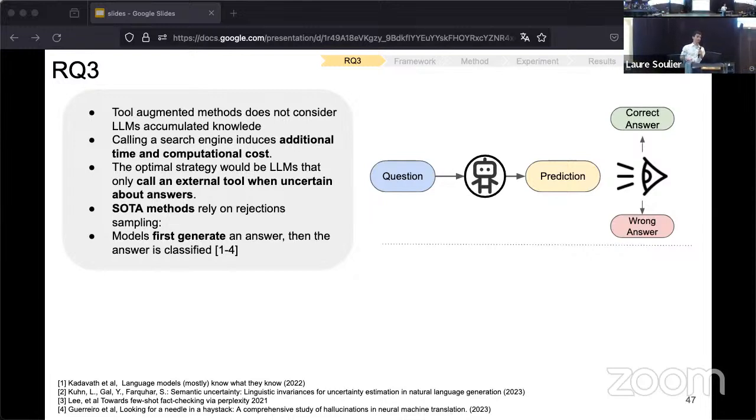So the optimal strategy would be to have an LLM that can call an external database only when it's unsure about the answer. So if the LLM has a high probability of hallucination, then it should rely on an external database. State-of-the-art methods usually rely on rejection summaries, where the model first makes a prediction to generate an answer, and then a second system evaluates whether or not the prediction is a correct or incorrect answer.